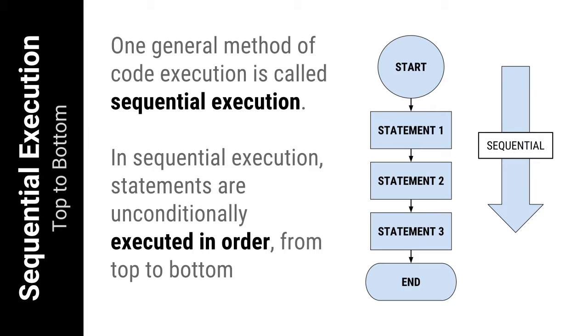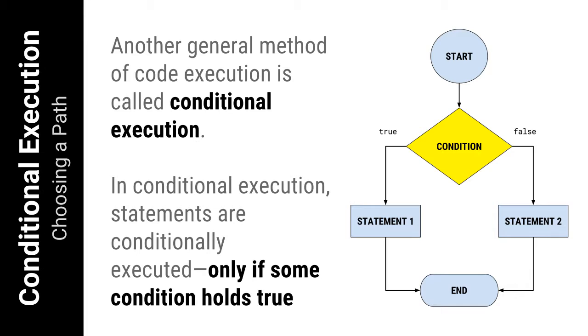Sequential execution is when statements are executed unconditionally, in order, one by one, from top to bottom. Conditional execution is when statements are executed only if some condition holds true. Notice the yellow diamond in the flowchart. This represents a conditional test. If the test is true, one thing happens. If it fails, the code continues on in another separate direction.